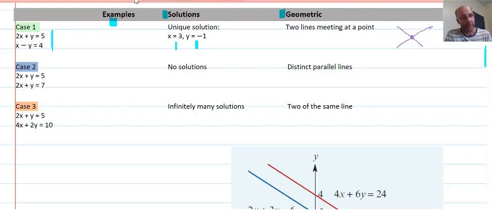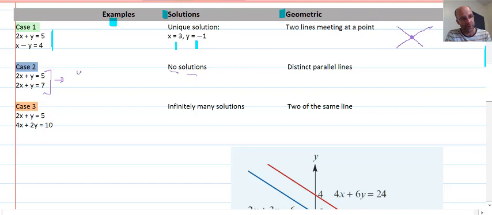Next we have case 2, and case 2 has no solutions. You can see that 2x plus y equals two different things. So even intuitively or logically, you can see there's no solutions, let alone crunching the maths. So we have two distinct parallel lines. You might be able to see that a bit better if you turned it into the gradient intercept form.